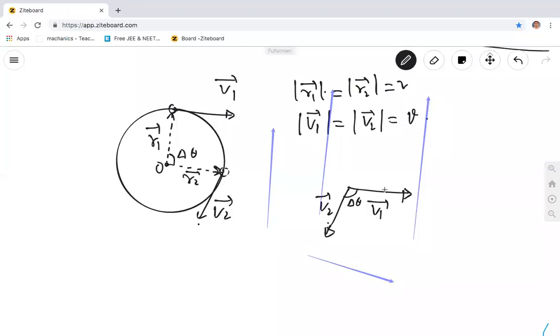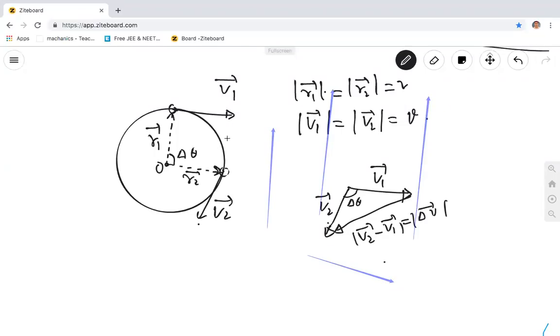Okay. Now, this is v1. And this is the final velocity minus initial velocity. When you connect the two tips of the vectors, it is the change in velocity. v2 vector minus v1 vector, that is delta v. This length is the magnitude.